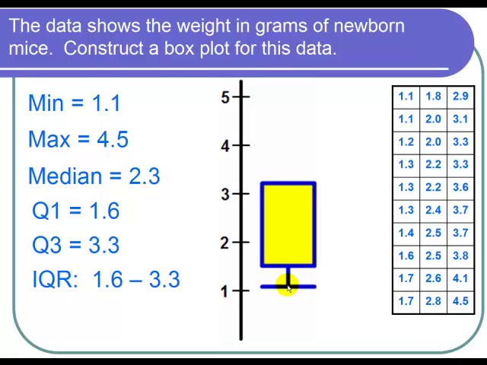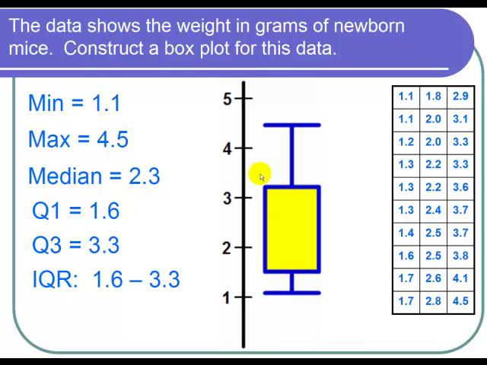And then finally, let's draw our upper whisker, and that will have value at the max, 4.5. So I draw a little horizontal line segment at 4.5, and then a vertical line segment that connects the box. And there's my whisker, and there's my box plot. And I'm done with the problem.